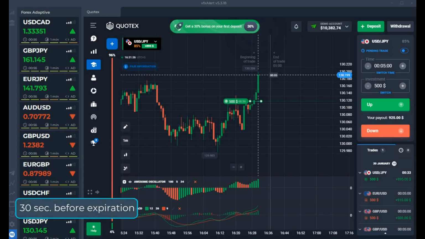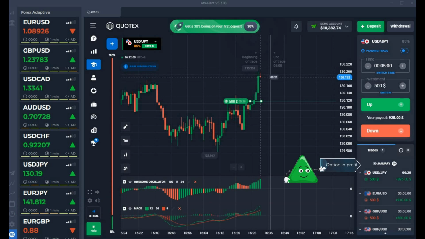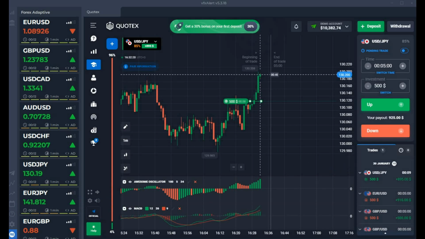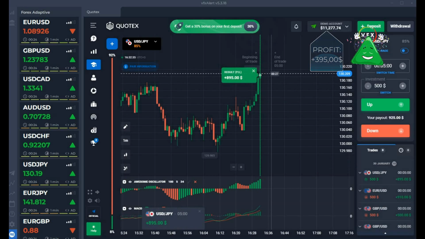A strong uptrend is far from the opening level. No signs of quick reversal. The option is in the money. The second profit on the account.